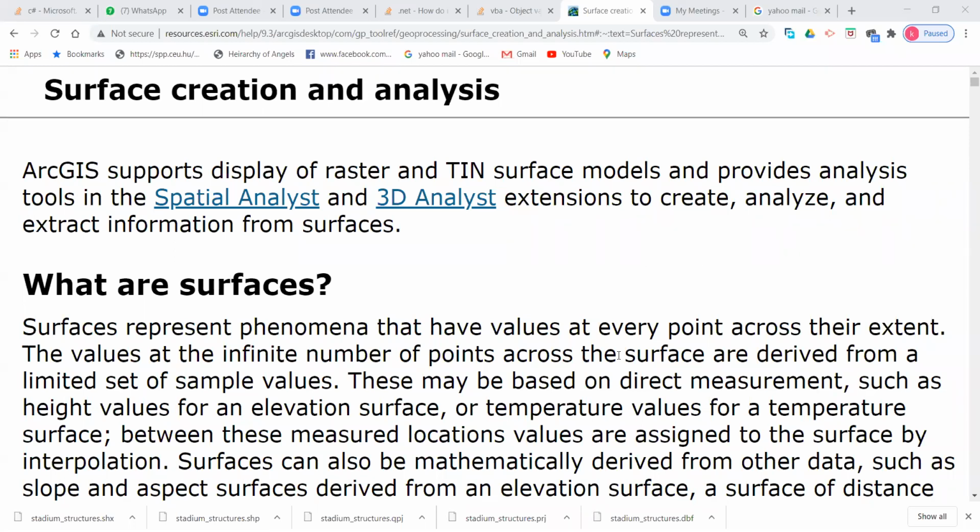Now I say that the values at the infinite number of points across the surface are derived from a limited set of sample values. In other words, the surface that you create is actually made from sample values. In this case, it's talking about surfaces as represented in the computer, not on the ground. Are you okay? Which means, how do we represent the surface for our project in the computer? We will have to take sample values because we cannot visit every point on the surface, because every surface contains an infinite number of points. Are you okay? As is being specified over here, an infinite number of points.